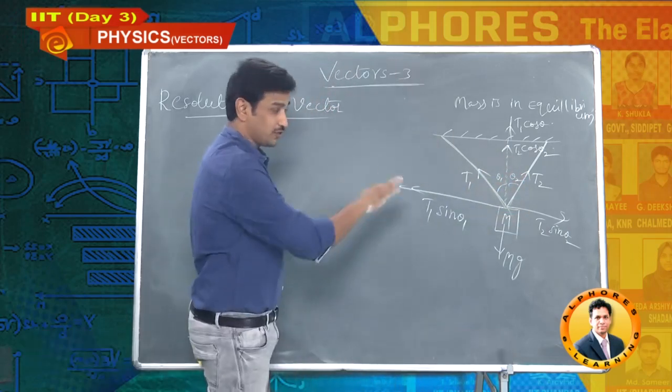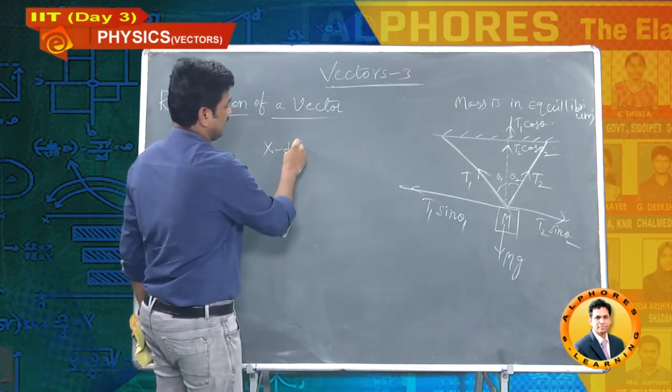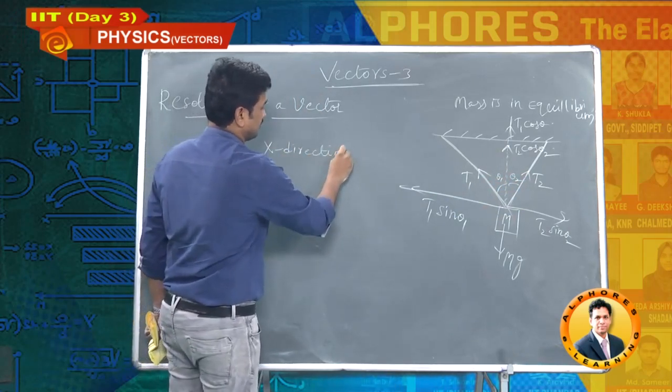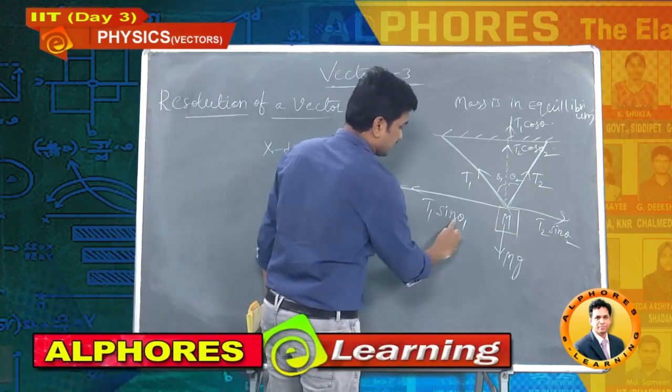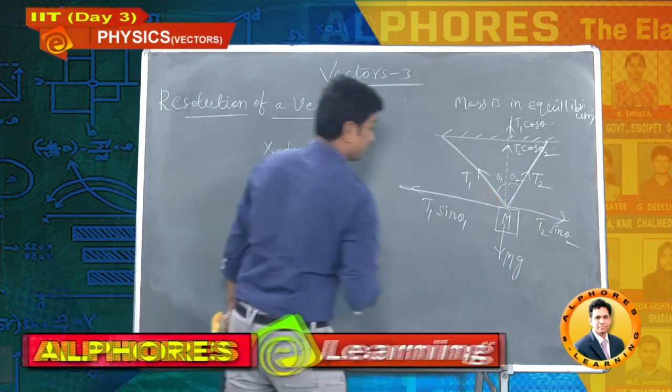Now, can you balance the forces? X direction, forces balanced, net force 0. T1 sin theta 1 is equal to T2 sin theta 2, x direction.